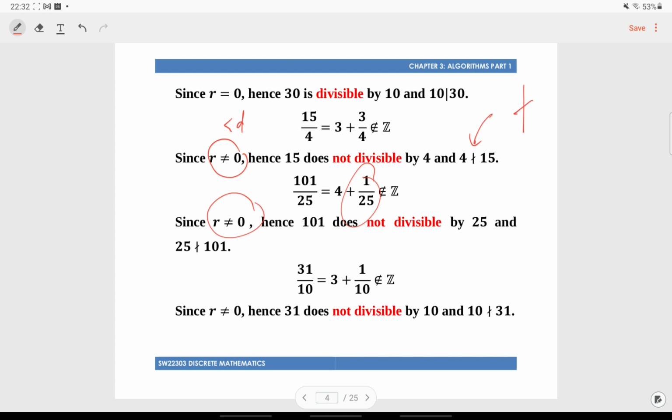And the next example, again we obtain a non-integer value when we divide 31 by 10, so the answer is 3.1. So 3 is the quotient, and when we remove the 3, the remaining value is 0.1. That value is r over d, which is greater than 0 but less than 1. Since 31 divided by 10 is a non-integer value, we can say that 31 is not divisible by 10, and 10 does not divide 31.